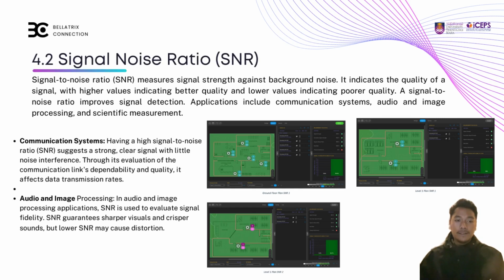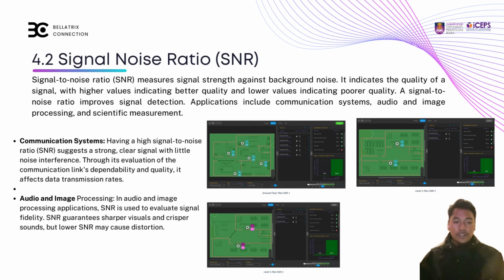So the next part is signal to noise ratio, SNR. The signal to noise ratio is the ratio of signal strength to background noise. It is used to assess the quality of a signal, with higher value indicating better quality and lower value indicating poorer quality. The signal to noise ratio improves signal detection. It has a wide range of applications, including communication systems, audio and image processing, and scientific measurement.